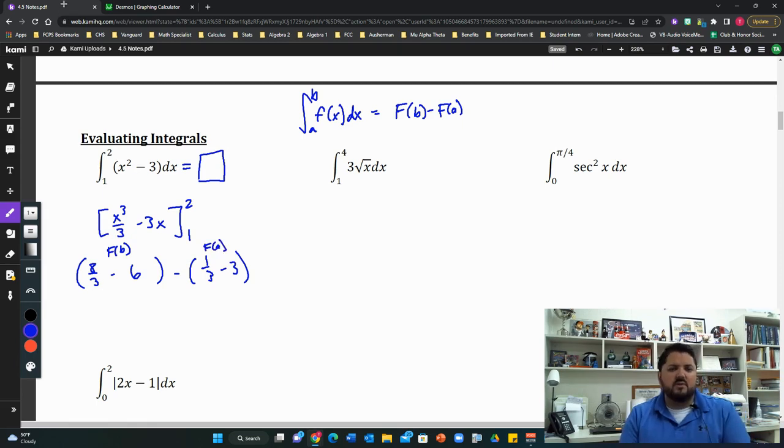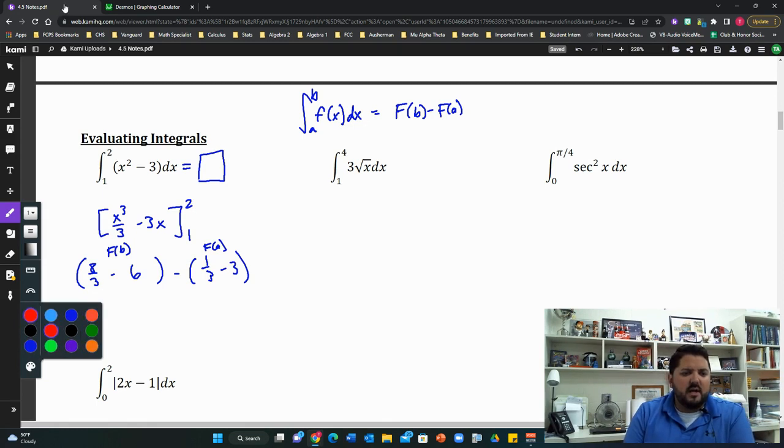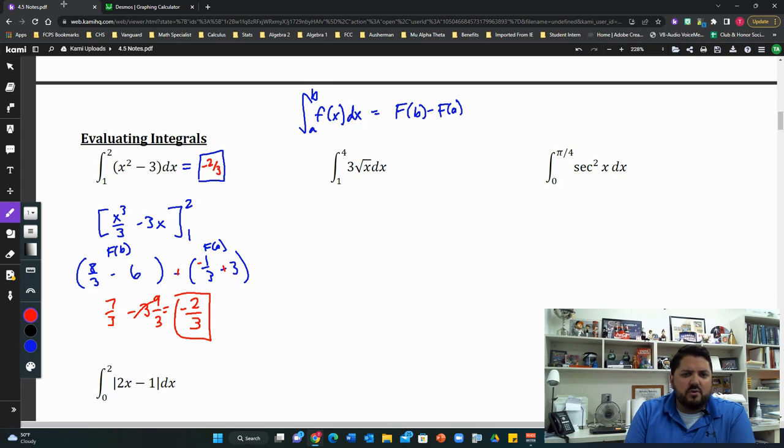So now all I have to do is do all the math, clean all this up. This is just addition and subtraction. So I'll distribute the negative here. Then it's just combining terms. So 8/3 minus 1/3 would give me 7/3. Negative 6 plus 3 would give me negative 3. So this would turn into minus 9/3, or a final value of negative 2/3.